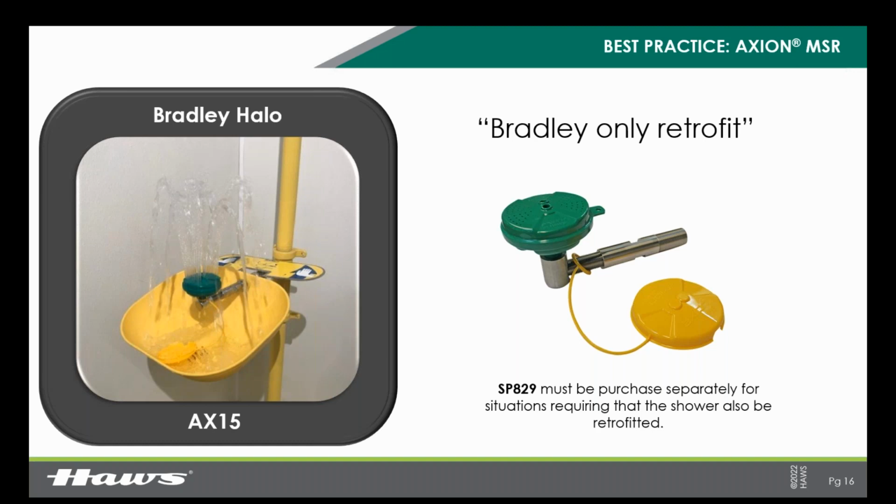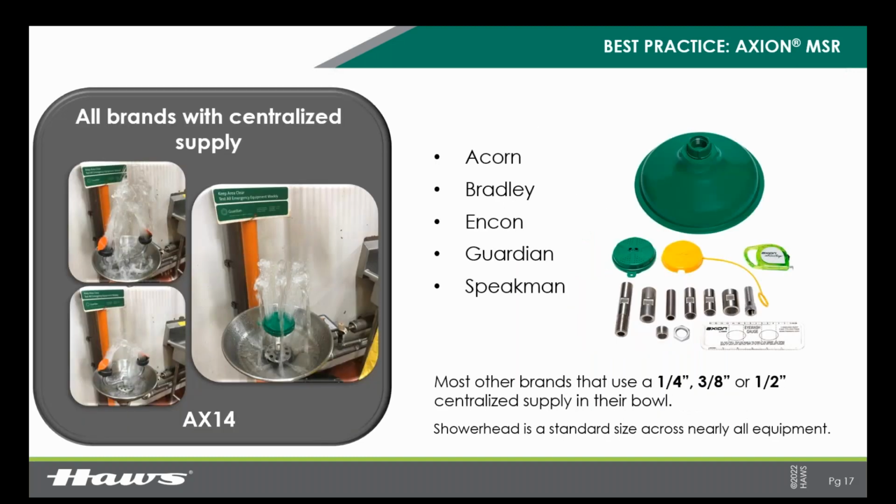This one, I know it kind of looks like Gandalf's smoking pipe, but it is a very simplistic kit with a very specific use, and that's to retrofit this Bradley Halo, as it has a rear supply from the bowl. You can also purchase the shower head separately to help push pressure back down to this unit. And that brings us to two of our main kits. So this is the AX14. This is a much more broad use kit that you see here on the right.